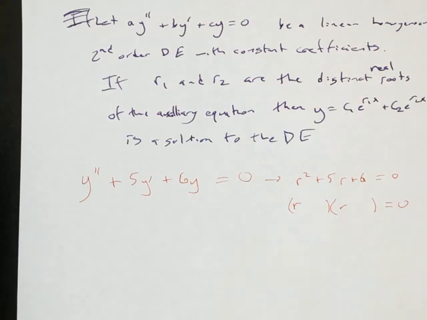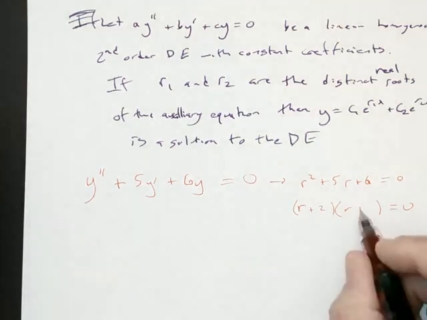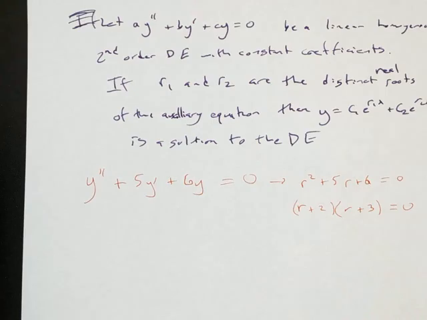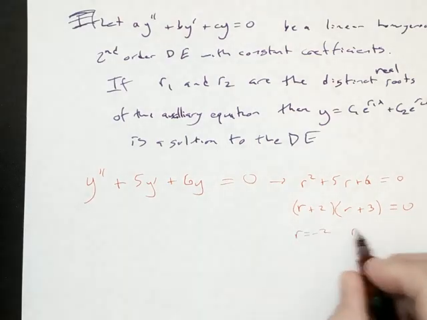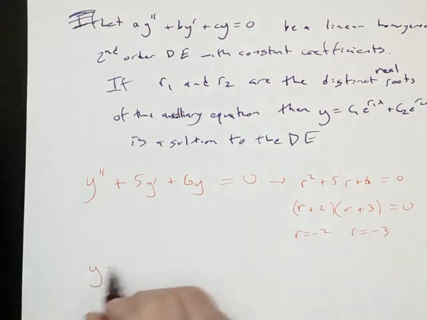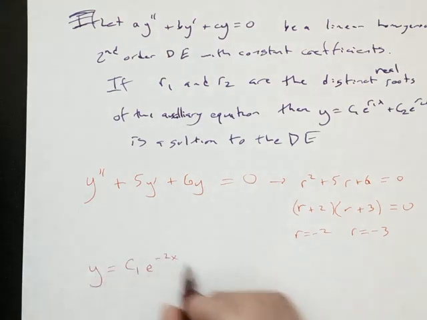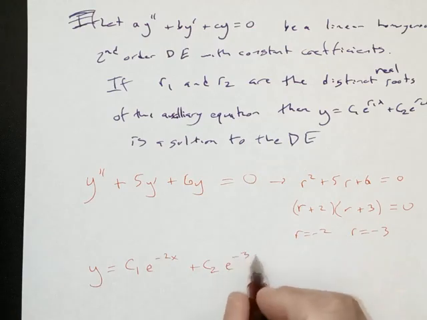I set up my corresponding auxiliary equation. R squared plus 5r plus 6 equals 0. I factor it: r plus 2, r plus 3. If it doesn't factor, rip out the quadratic formula. That's fine. Which means I get r equals minus 2 and r equals minus 3. My equation is y equals c1 e to the minus 2x plus c2 e to the minus 3x. I'm done. That's it.